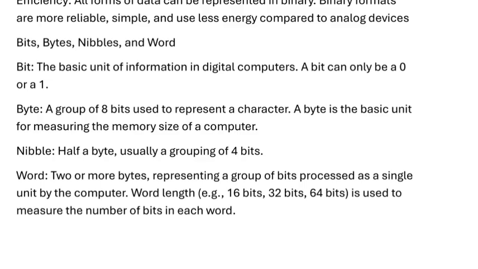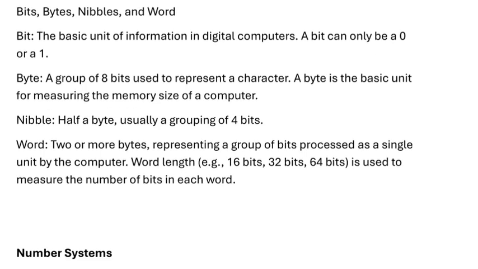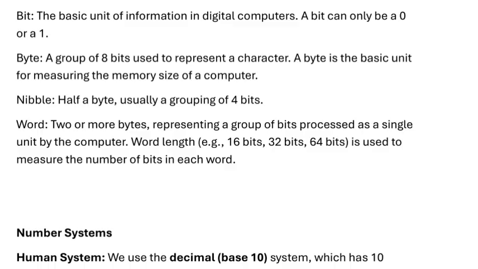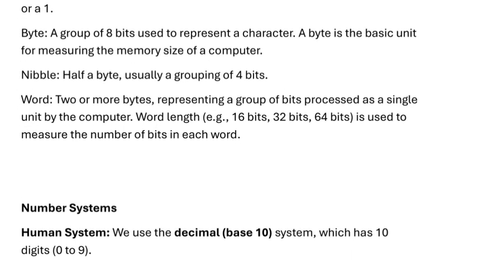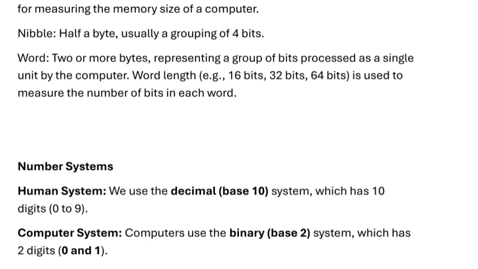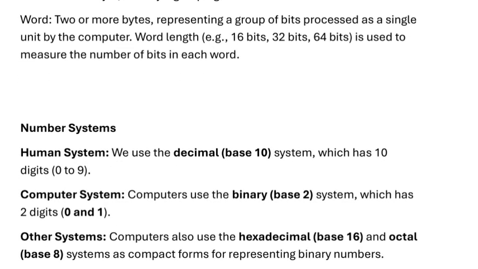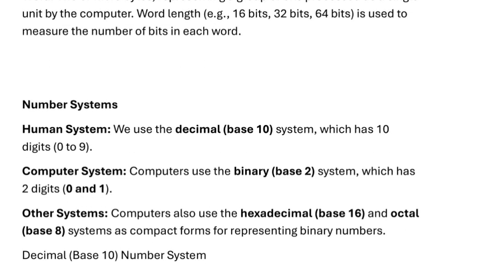Bits, bytes, nibbles, and words. Bit: the basic unit of information in digital computers. A bit can only be a 0 or a 1. Byte: a group of 8 bits used to represent a character. A byte is the basic unit for measuring the memory size of a computer. Nibble: half a byte, usually a grouping of 4 bits. Word: 2 or more bytes, representing a group of bits processed as a single unit by the computer. Word length, e.g., 16 bits, 32 bits, 64 bits, is used to measure the number of bits in each word.